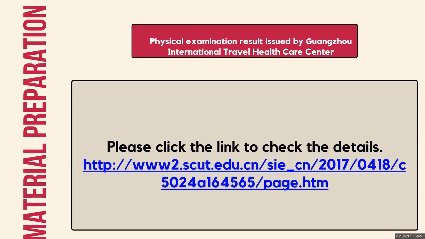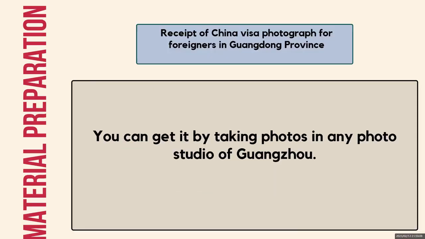So here is your physical examination record result, issued by the Guangzhou International Travel Healthcare Center. I know it's a long name. As I mentioned before, you can check it in WeChat or from here. Normally, when you finish your examination and all the process, they will give you a small paper with a barcode and your name, and you will receive your physical examination record paper. So you can check by link, or depending on the paper, go on the same date that they provide you.